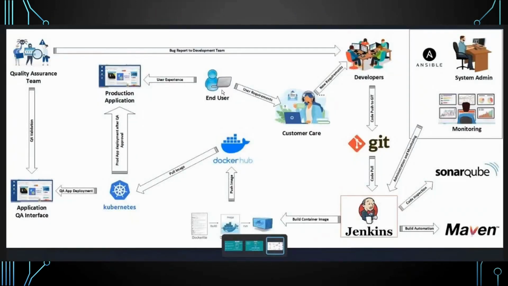Basically, these tools are the same as in a common life example. Whenever the end user gives input to the customer support center, or the product manager, they ask the developer to build some application. Then the developer builds the application and puts it on GitHub by using Git. And Jenkins is an application which gets this code, gives it to SonarQube to check, and gives it to Maven to build that code, and then deploys this code on containers or in Docker Hub.